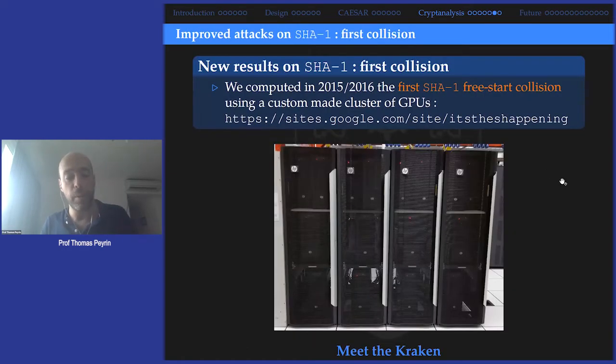A lot of people then tried to come up with the first collision for SHA-1. After a lot of work and improvements of the attacks, we managed to produce at NTU the first SHA-1 freestart collision. It's not exactly the main collision for SHA-1. It's something a little bit easier, but it's very close to it, basically. How did we do that? Again, a lot of improvements in the attack, but also we designed a custom cluster of GPUs. And for the fun story, this is a picture taken in one of the data centers in NTU. The people from the data centers were not really happy with this when we came up with it, because what you see here are gaming towers.